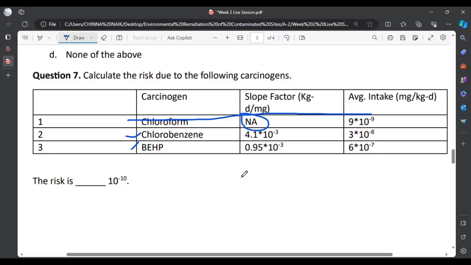Because all three are carcinogens. But for the first one we cannot calculate because we don't have the slope factor, and the second and third one combined together we have to calculate the risk because both are carcinogens. 10 power minus 93.